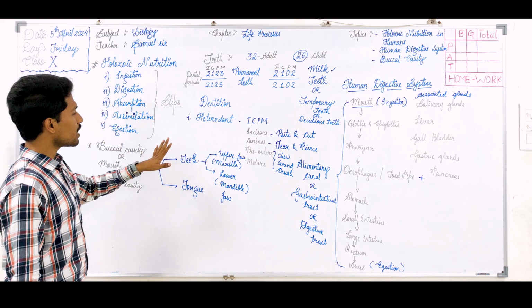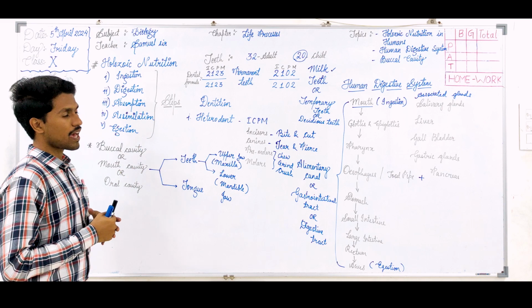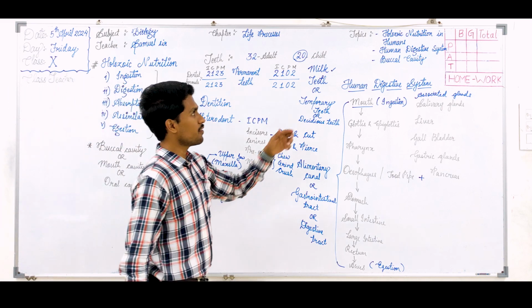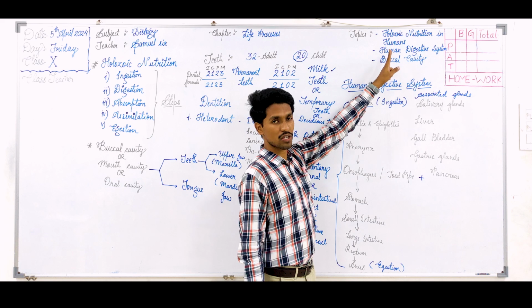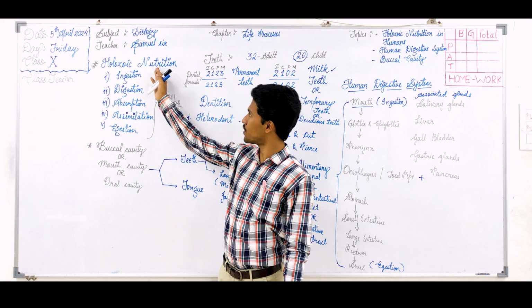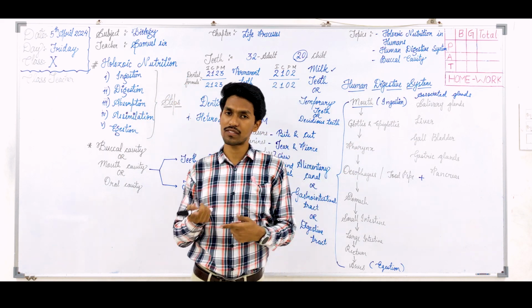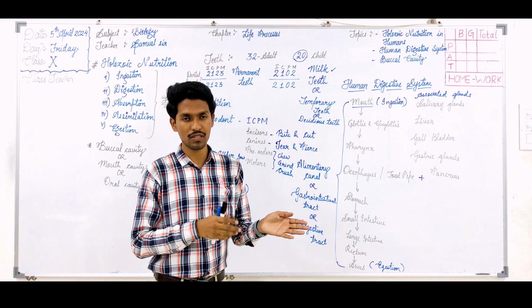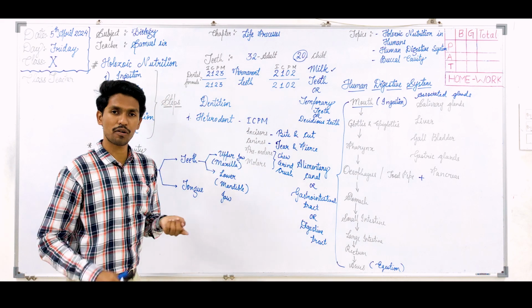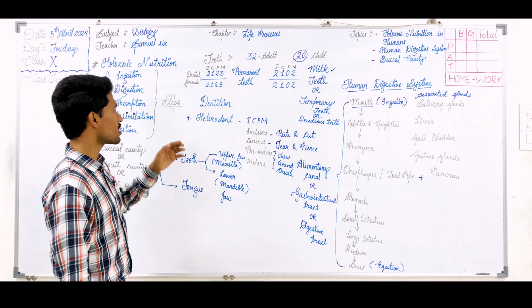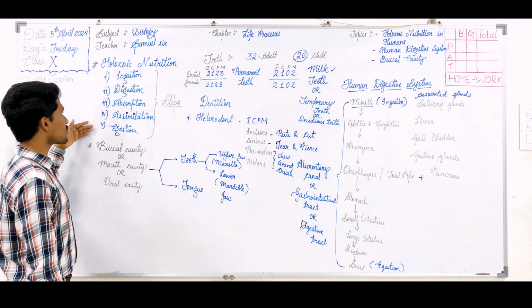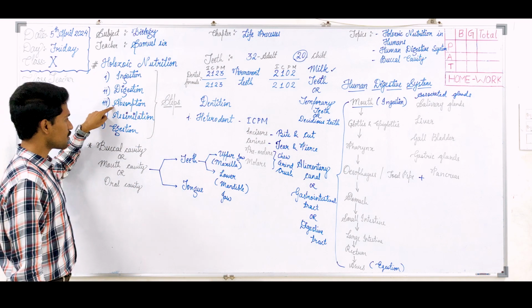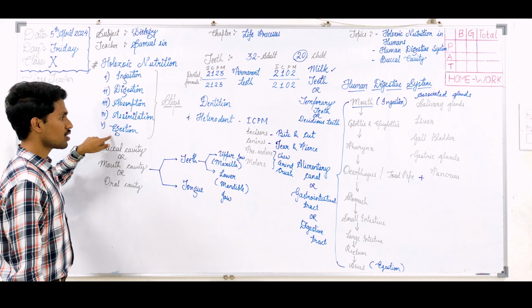Okay, so in our today's class, what we have seen, let's take a quick recap. We have seen holozoic mode of nutrition in the case of humans. We have seen the definition of it, that how complex substances are broken down into simpler ones by the action of enzymes, which are also called biocatalysts or biological catalysts. It is completed in 5 steps: ingestion, digestion, absorption, assimilation, egestion.